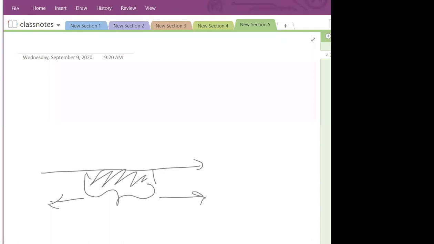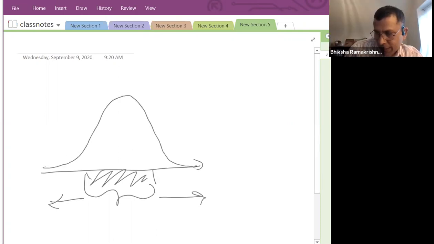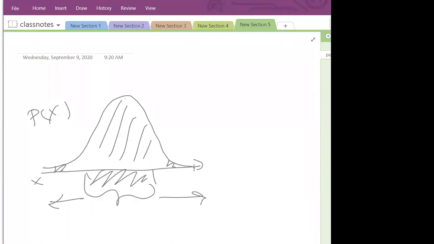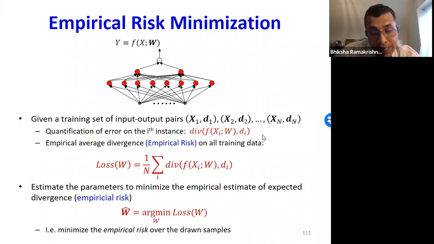If your x has a distribution of this kind, p of x, and this is x, then you want to take more samples from this region and fewer samples from here, and no samples from improbable regions. That's what I mean. And if you just naturally sample data in real life, that's exactly what you're going to get. You're going to get draws from the natural distribution of the data.